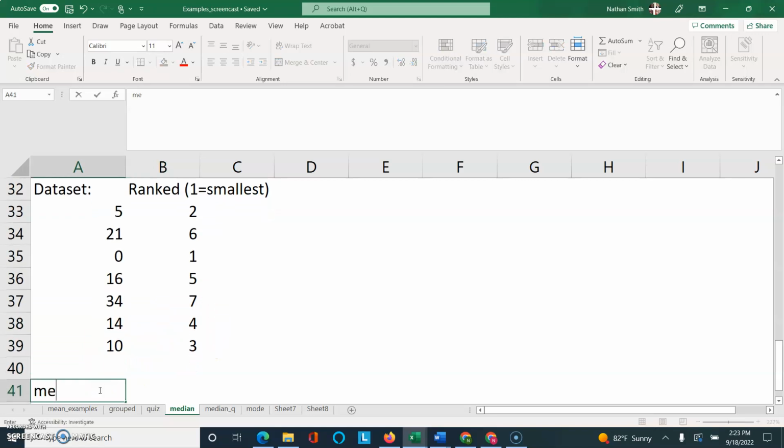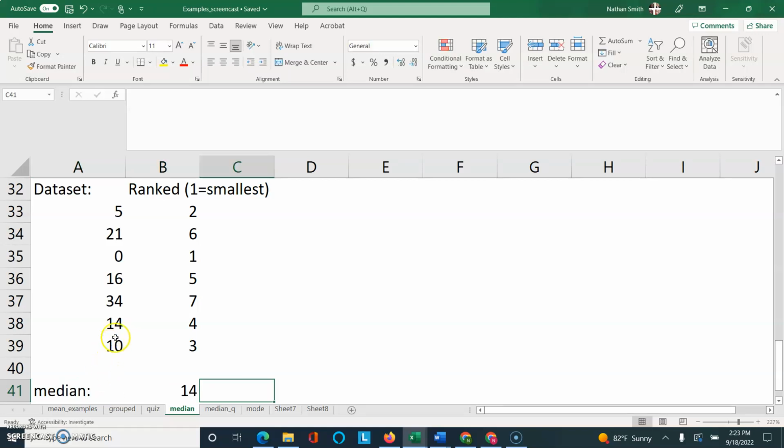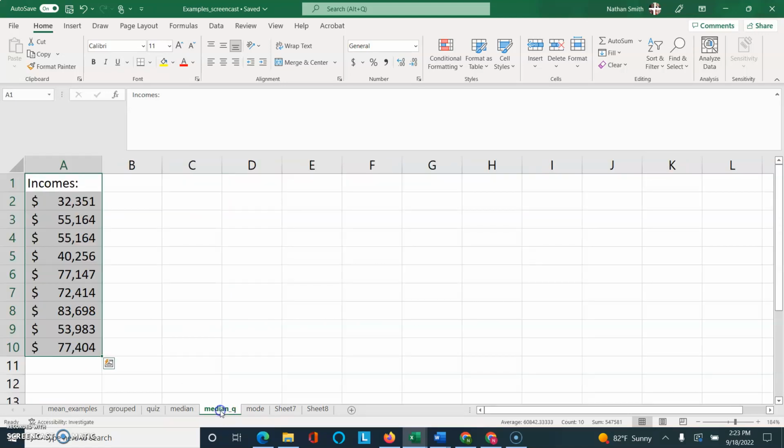Okay, so in this case, the median would be 14, because once again, it's the midpoint value. Okay, now for the quiz, what I want you guys to do, this is a slightly different set of incomes. Pause the video as you need to answer the quiz and find the median of this data set.